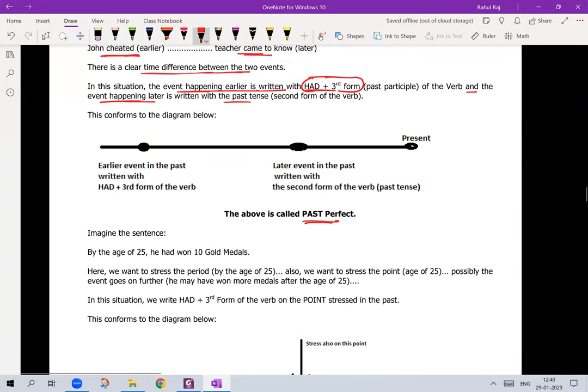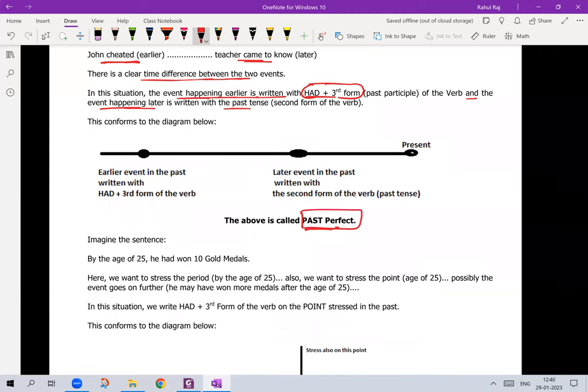So this is one usage of past perfect. The other usage is what? When you define a point of time. There are two ways in which past perfect tense can be used. One is when there are two events in the past in the sentence. And one is when a point of time is defined. That's it.